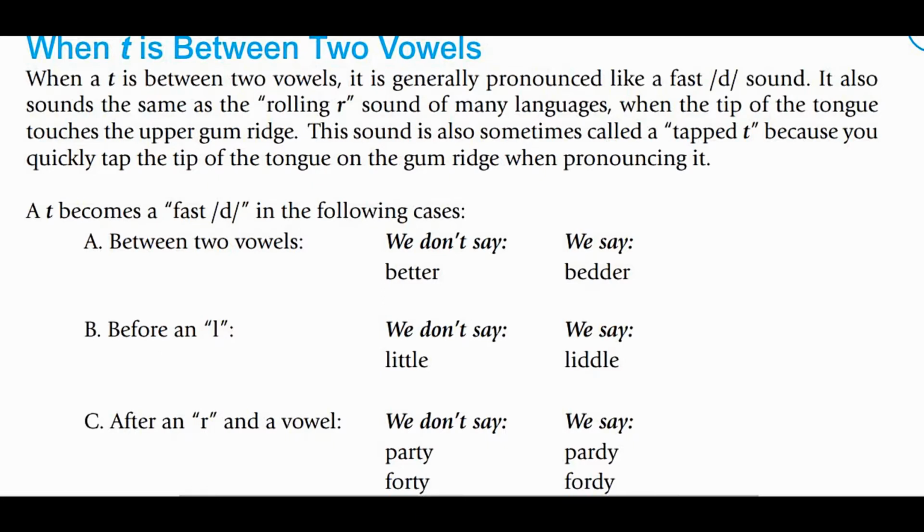When T is between two vowels. The T sounds like a fast D sound when it's between two vowels. When a T is between two vowels, it's generally pronounced like a fast D sound. We don't say better with a clear T, we say better with a fast D. It also sounds the same as the rolling R sound of many languages, where the tip of the tongue touches the upper gum ridge. This sound is also sometimes called a tapped T because you quickly tap the tip of the tongue on the gum ridge.